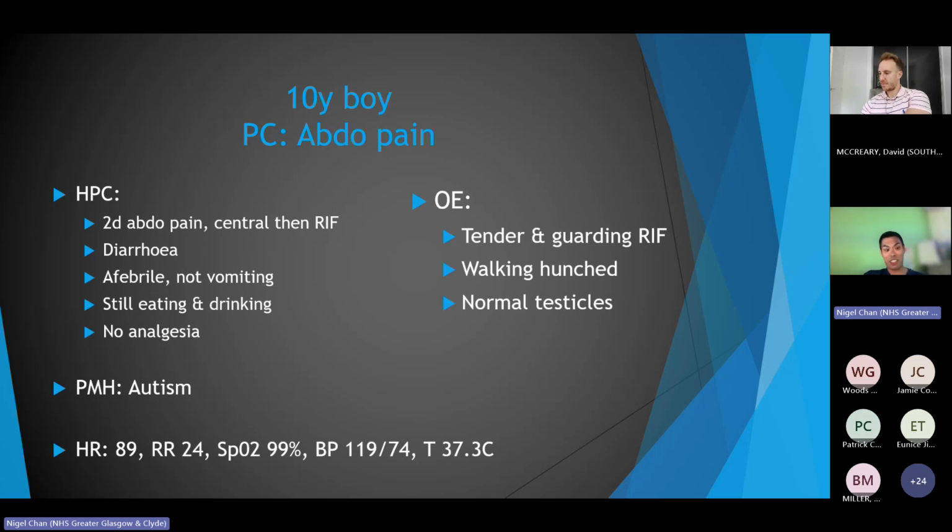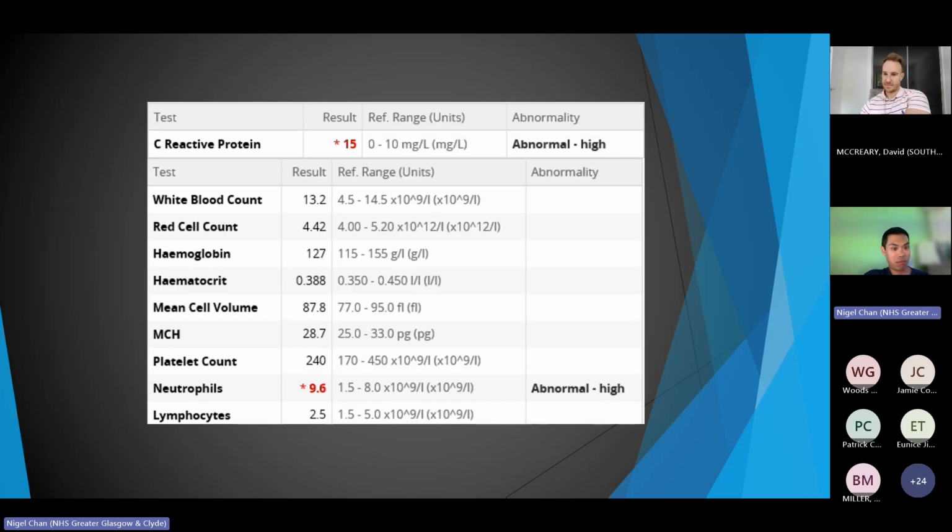So actually, just from that alone, I had no idea whether he had appendicitis or not, but he had some bloods done. These were his bloods, 2 or 3 days down the line. So, not that exciting. A bit of a high CRP and a bit of a high neutrophil count, but not anything that exciting.